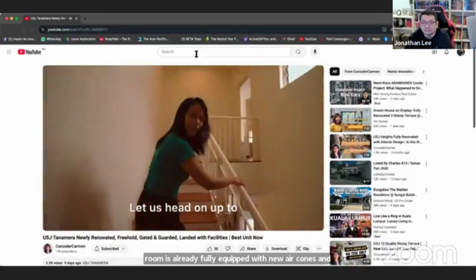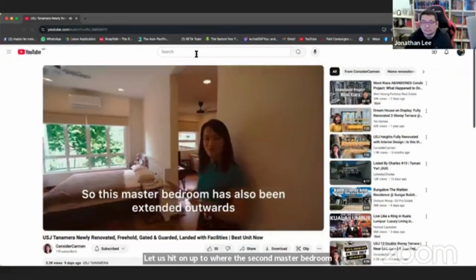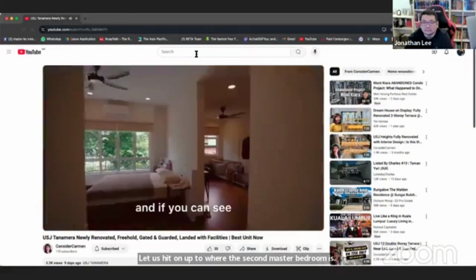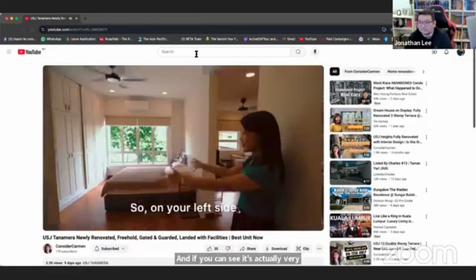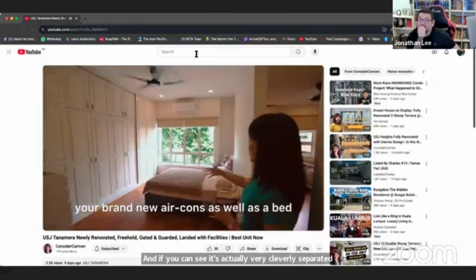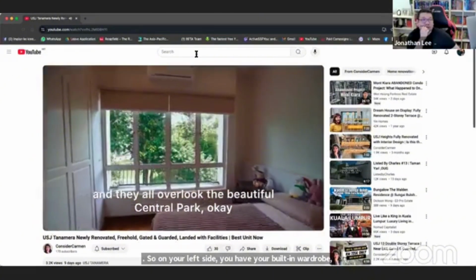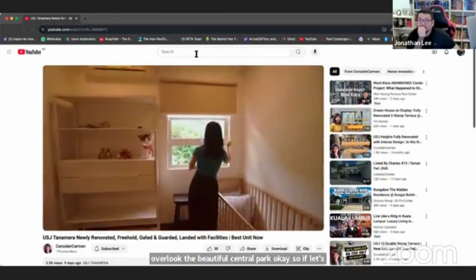Let us head on up to where the second master bedroom is. So this master bedroom has also been extended outwards, and if you can see, it's actually very cleverly separated. So on your left side, you have your built-in wardrobe, your brand new air cons, as well as a bed, and they all overlook the beautiful Central Park. So if let's say you're a person who likes natural light, this could be the right house for you.